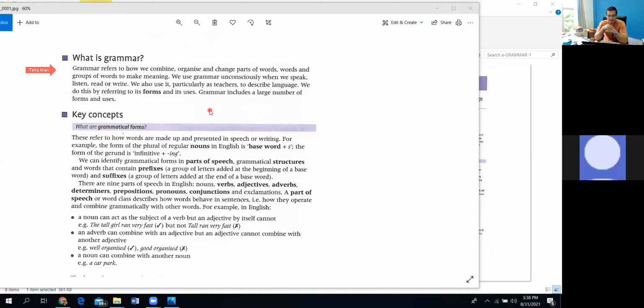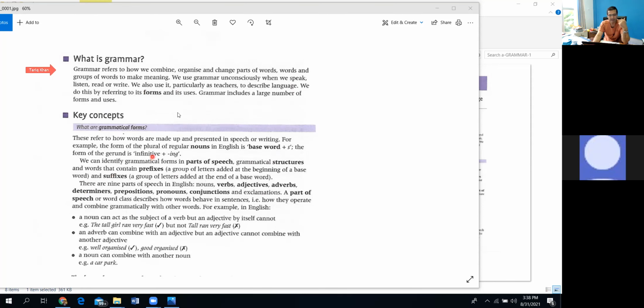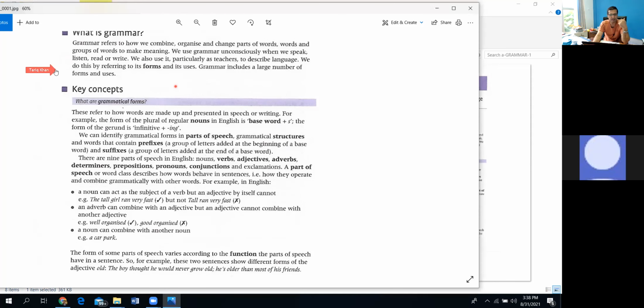We do this by referring to forms. What is form? On the 3rd page of this grammar topic, we will discuss forms and their uses. Grammar includes a large number of forms and uses. Okay, so what's inside grammar? It's forms and uses. Different aspects, we will talk about. Now the next thing comes, key concepts.